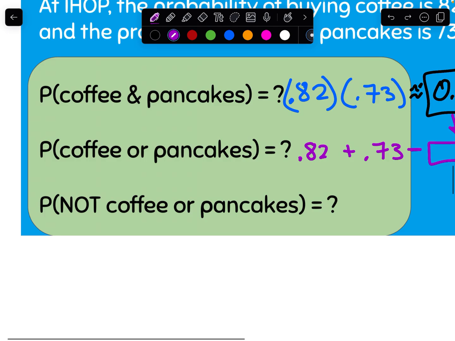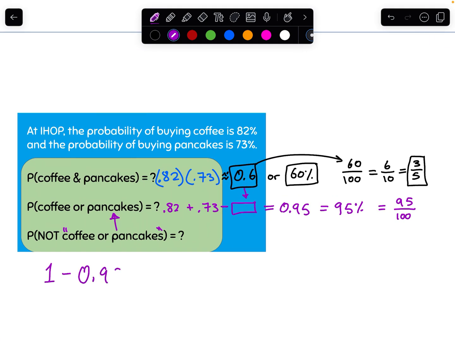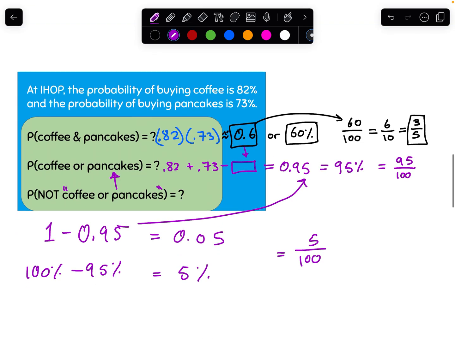Okay, the probability of not getting coffee or pancakes. So this event, coffee or pancakes, we just calculated it up there. So I want to know the probability of the opposite, the complement. So we're going to do 1 minus the answer we got over here, 0.95, or 100% take away 95. And you should get 5%. As a fraction, that would be 5 over 100. And that could also be reduced, but we're not going to do that here, okay?